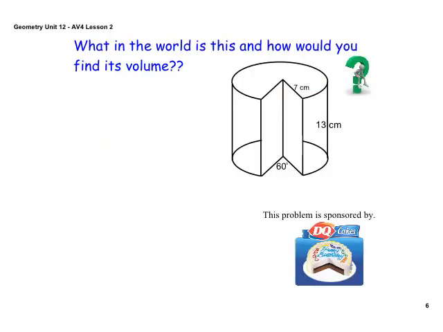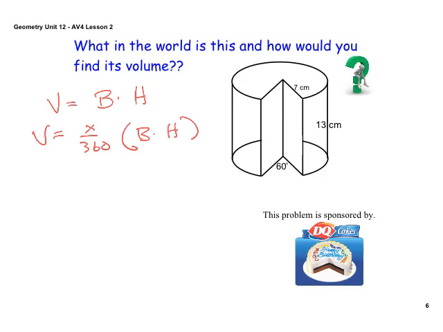Now, what happens if we don't have a full cylinder? If we don't have a full cylinder, we're still going to work with our volume the way that we would in a traditional sense. Area of the base times the height. But then we just want to understand that we don't want all of that volume. We want a proportion of that volume. So we want x over 360 of our volume. And now we can plug in all the information that we know to get our answer for this situation.